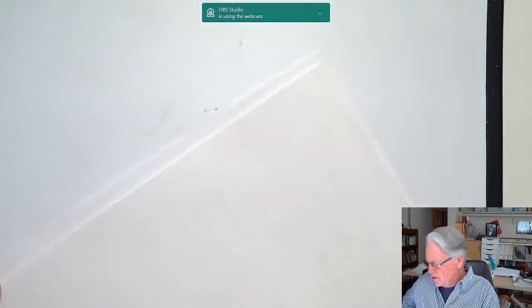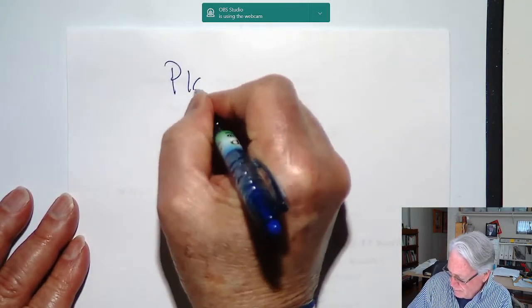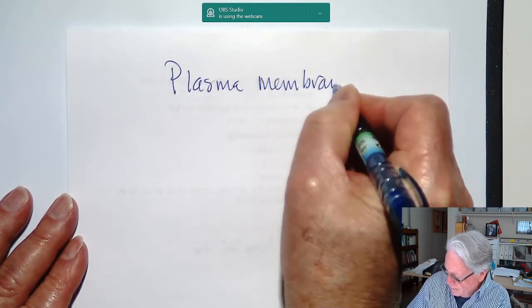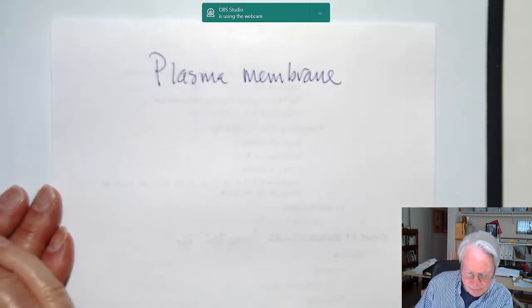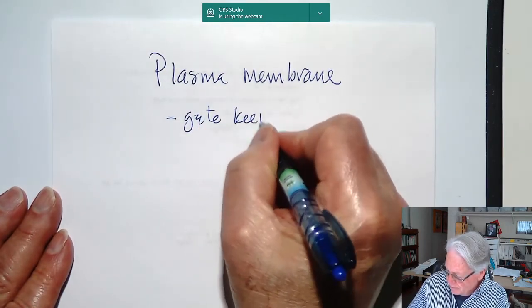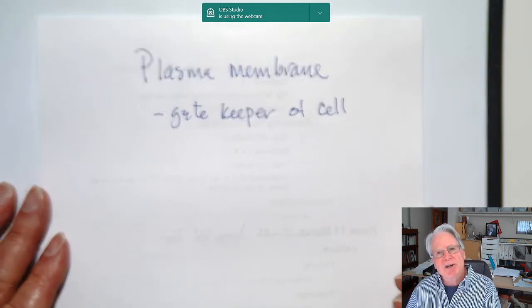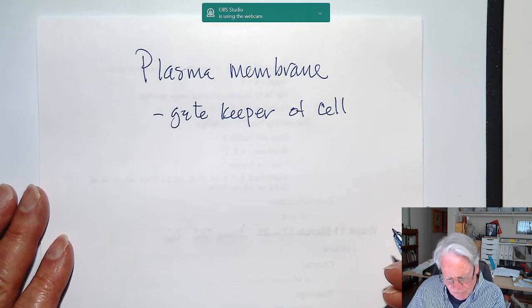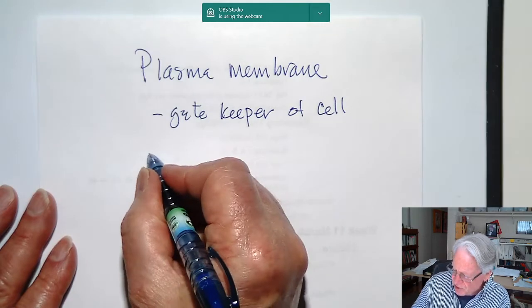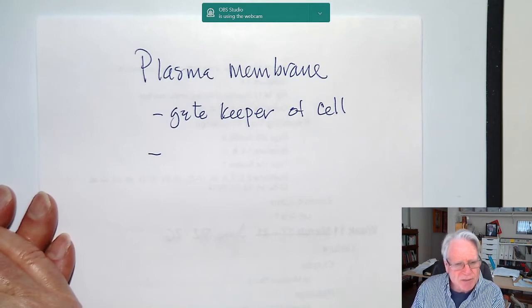So let's get that started. So we're going to look at the plasma membrane of the cell. As I mentioned, this is going to be the gatekeeper of the cell. It is going to control what goes in and what goes out of the cell. Okay? And so the way we describe the structure of the plasma membrane, we've come up with a model to describe the way it's put together and its behavior.